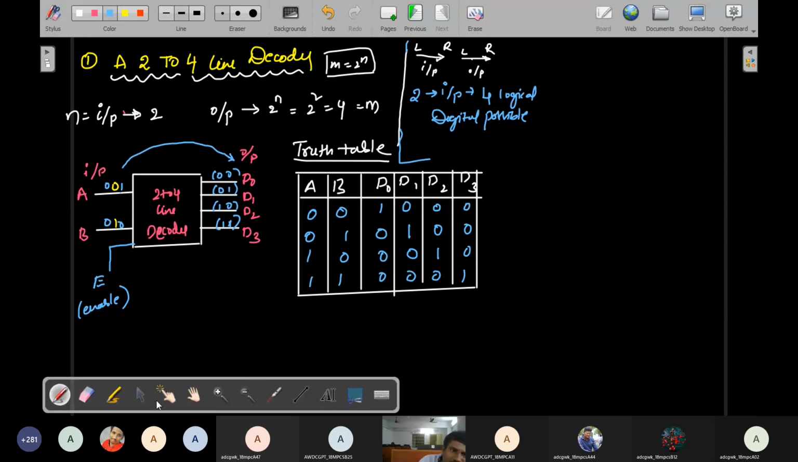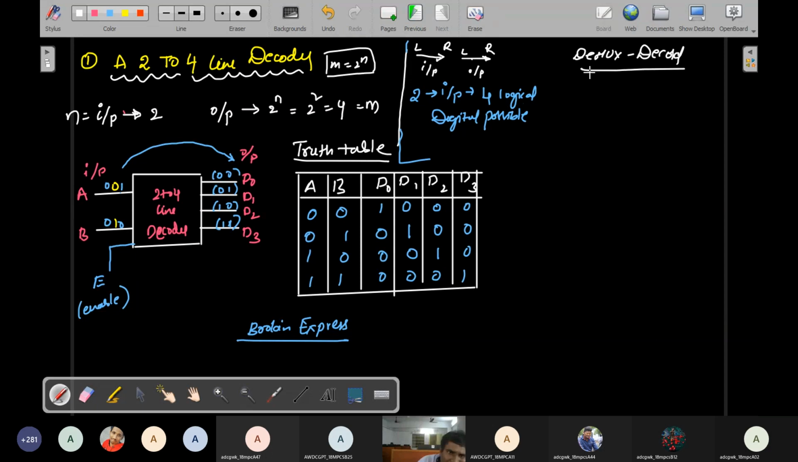Understand everybody? Okay. So for every truth table we have a Boolean expression, and I want to write the Boolean expression. We consider only outputs, because each input combination selects one of the outputs. It is not a combinational output, but the inputs are combinational. Here only one output is selected, that's why demultiplexer and decoder are both the same.